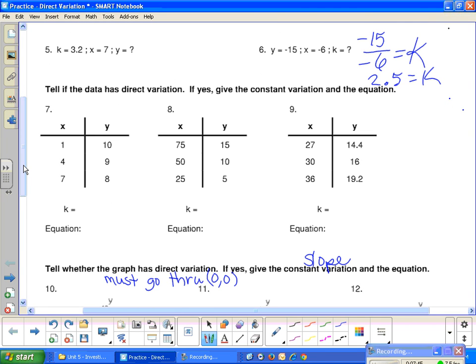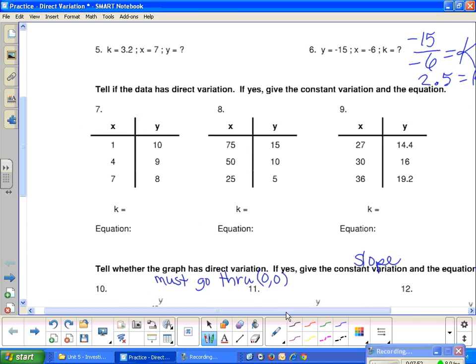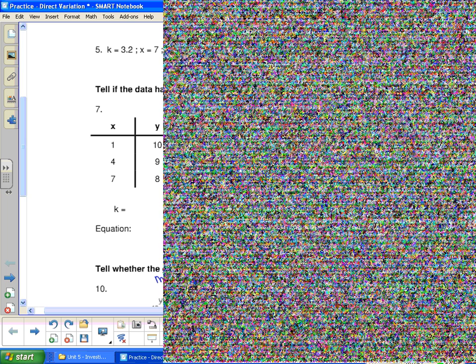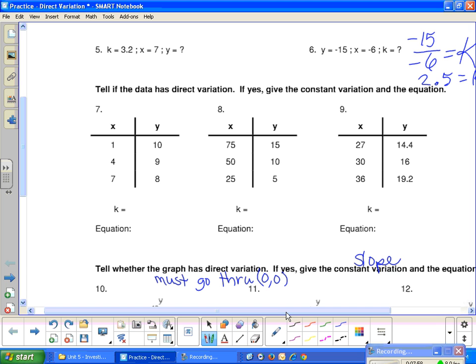Look at our table. One's in the middle. Just tell if it's direct variation. If yes, give the constant in the equation. Which one goes on top, y or x? Y. Direct variation, y over x. Well, let's divide them. What's 10 divided by 1? 10. What's 9 divided by 4? 2 point something, 2.25.